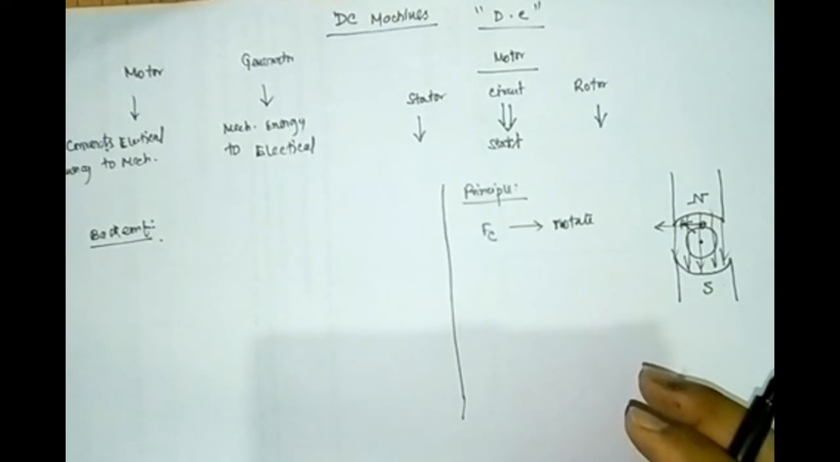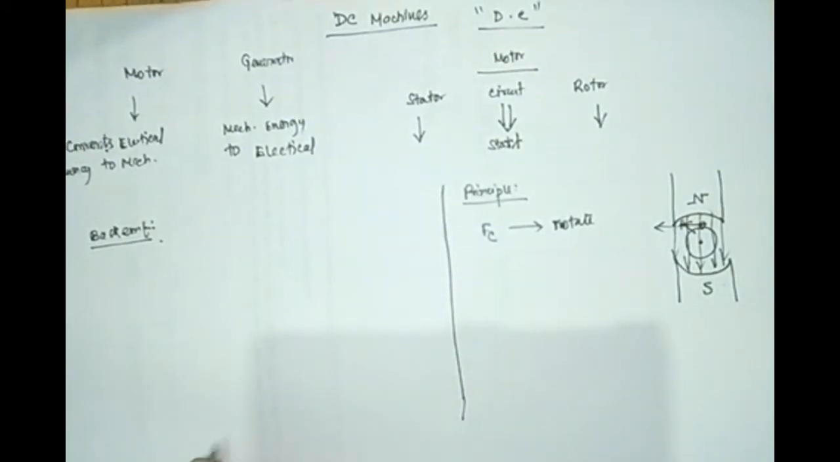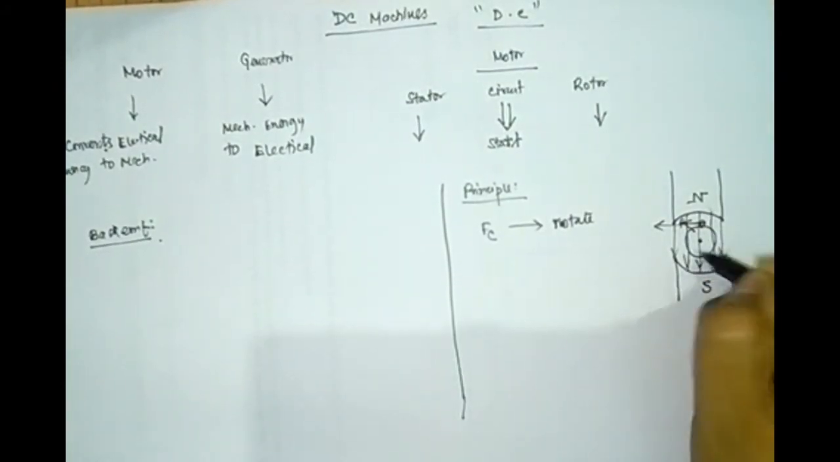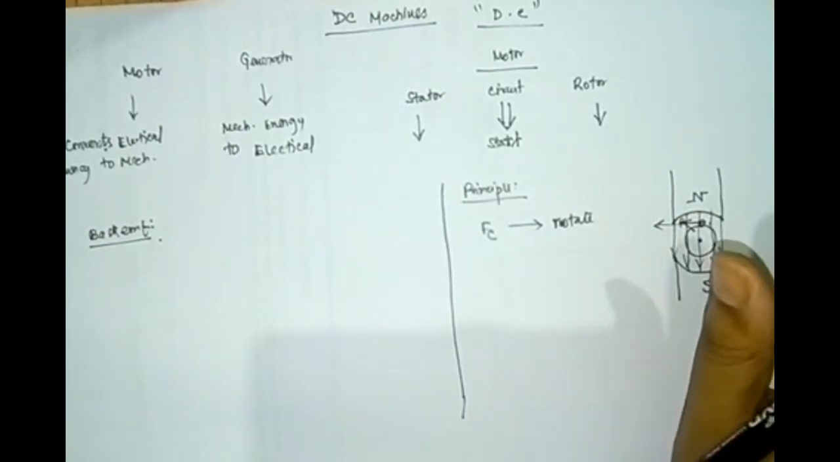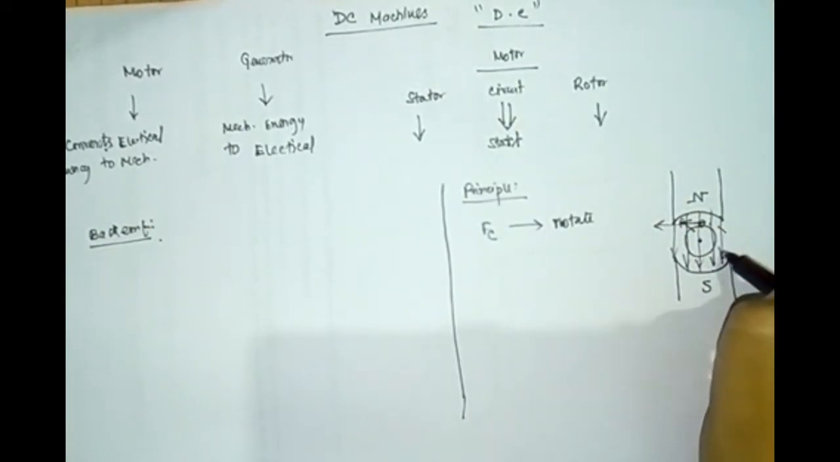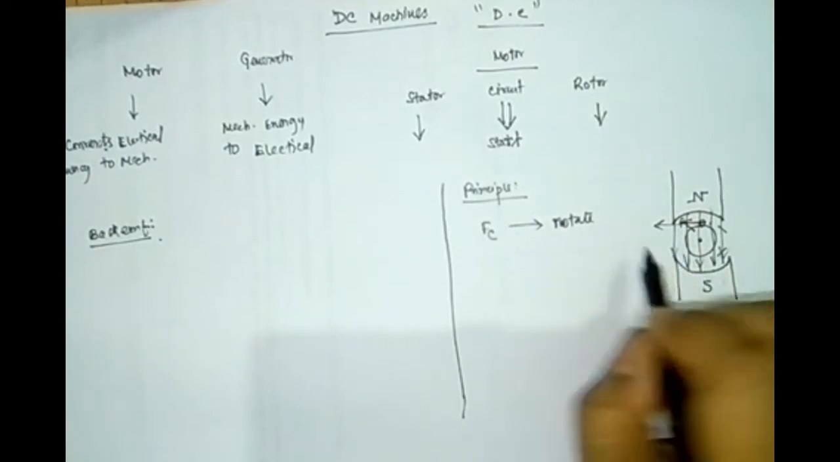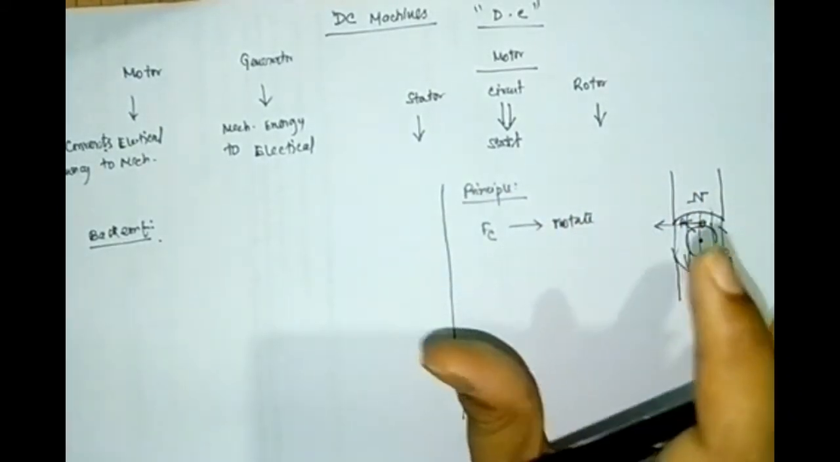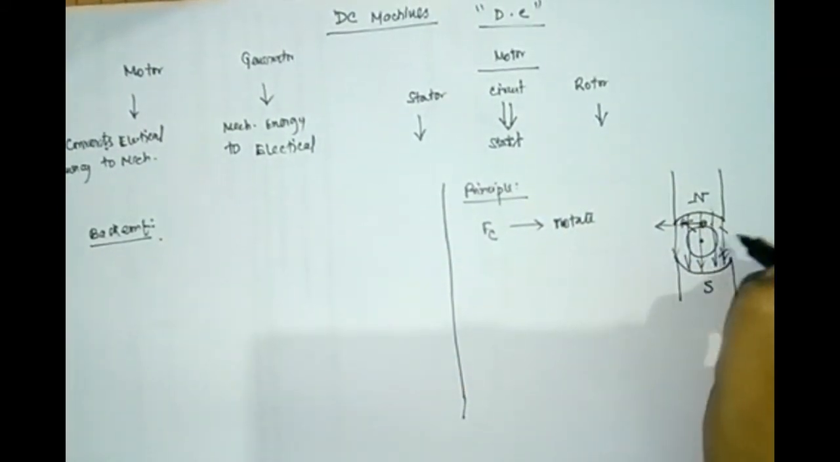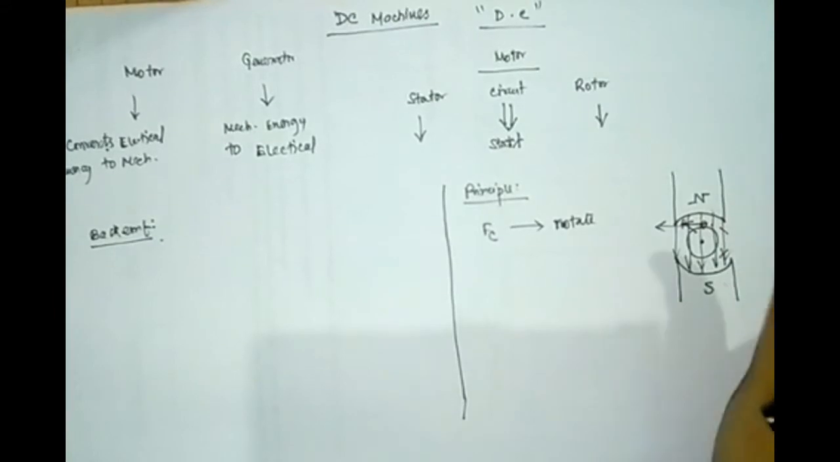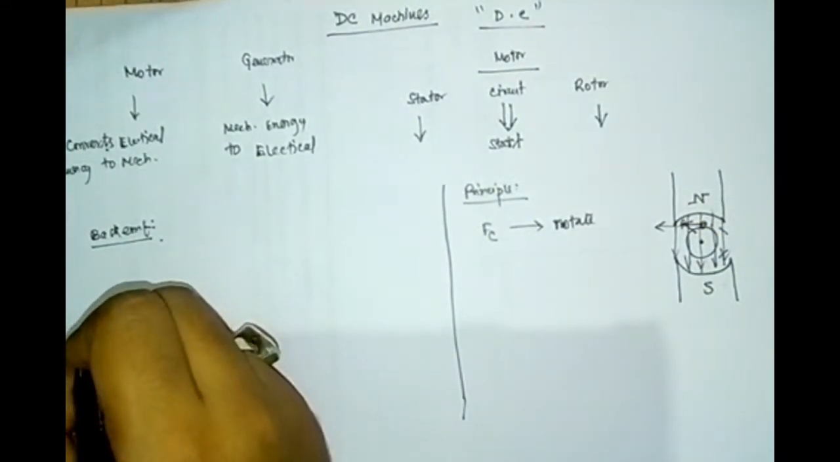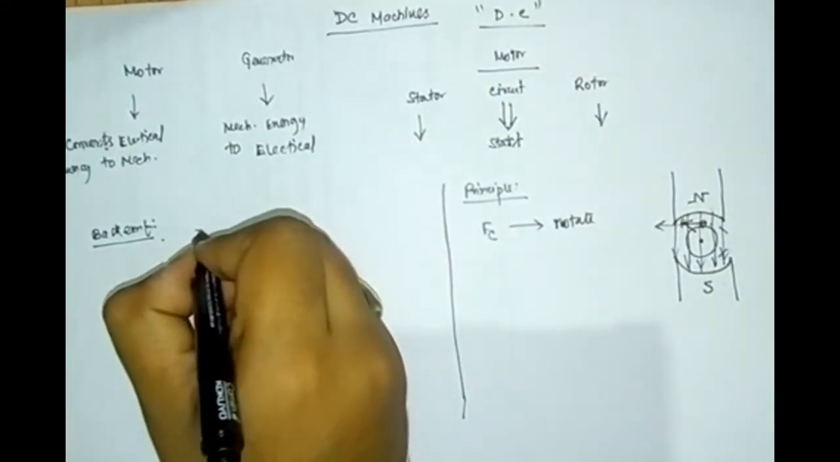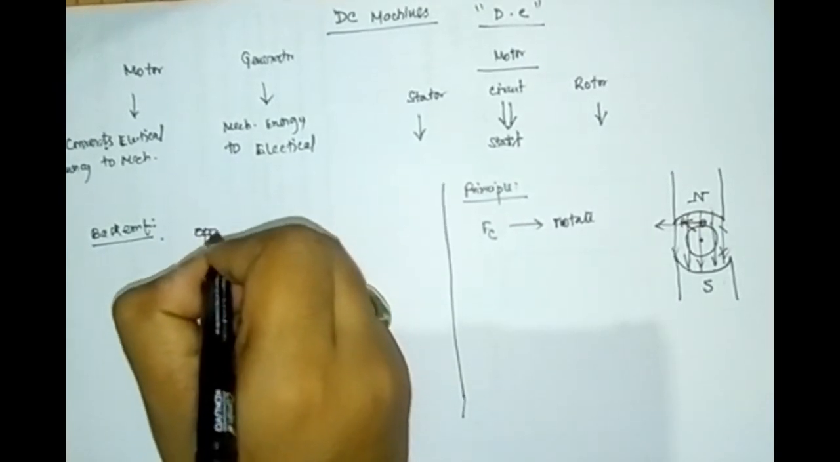Now here the topic comes, back EMF. Now the armature is rotating inside the magnetic field. So the armature conductor is cutting the magnetic field every time. That magnetic field cut will induce an EMF, because when a conductor cuts the magnetic field, it will generate some EMF. That EMF is called back EMF. Why is it called back EMF? Because it is opposite in direction.